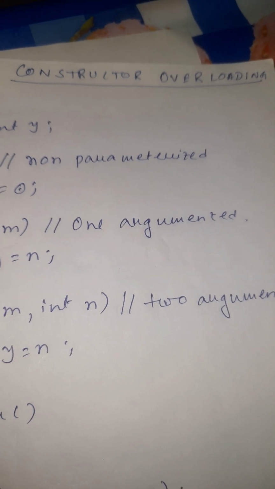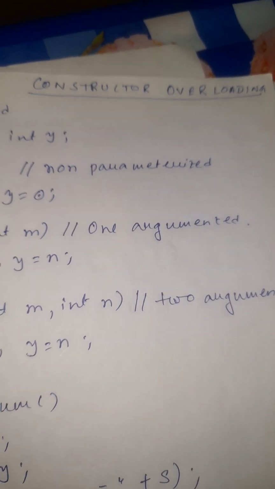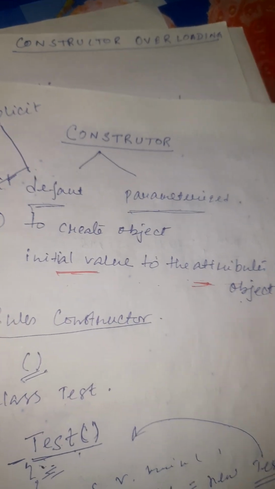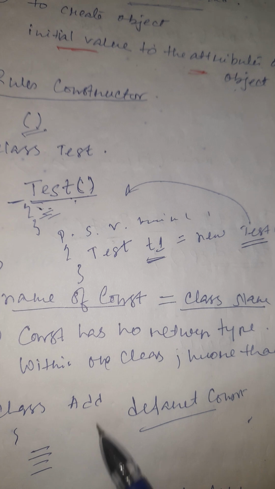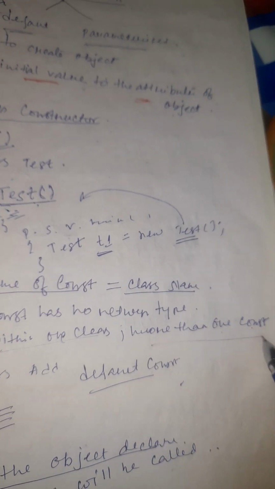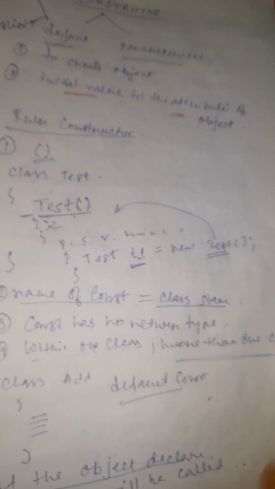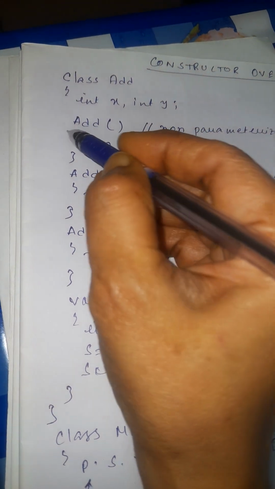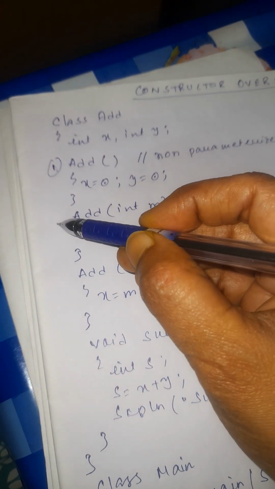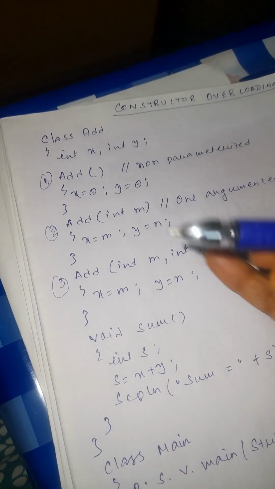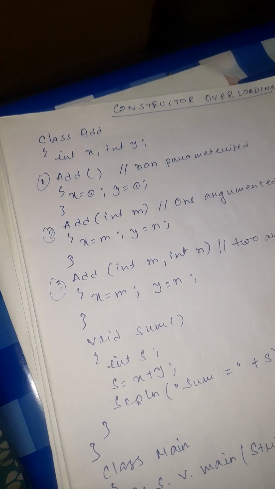Our next topic is constructor overloading. What is constructor overloading? Last session we discussed that within one class you can declare more than one constructor. Here you see I declared the first constructor, a zero-argument constructor, the second constructor, and the third constructor. So I declared more than one constructor within one class.